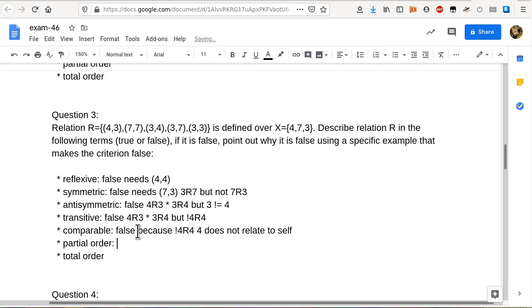Now, with partial order and total order, I have seen some really terse answers like false. Once again, that is not sufficient to get all the points. I'm not going to give people 0 points for just false, but definitely not all the points. Because why is it false? Well, you have to go back to the definition of partial order. Partial order requires reflexive, it requires antisymmetric, and it requires transitive, and all of those are false.